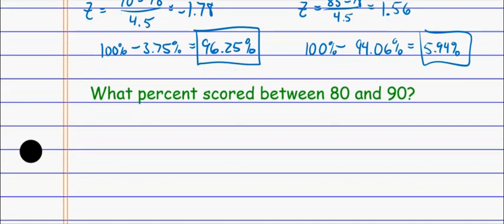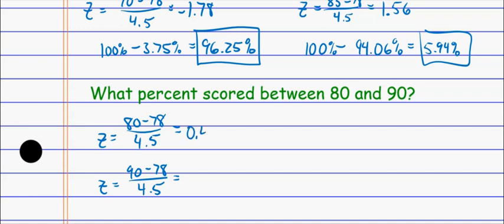Next one, what percent scored between an 80 and a 90? For this one, because it's giving me 2 scores, I have to calculate each of these as a z-score. So I'm going to do z equals the 80 minus the 78 divided by the 4.5. I'm also going to convert that 90 to a z-score, so 90 minus the 78 divided by the 4.5. Because again, I want each of these in terms of the standard normal distribution, because the standard normal distribution I can look up on the z-chart. So let me plug each of these into the calculator.